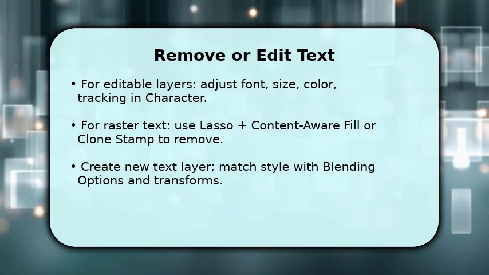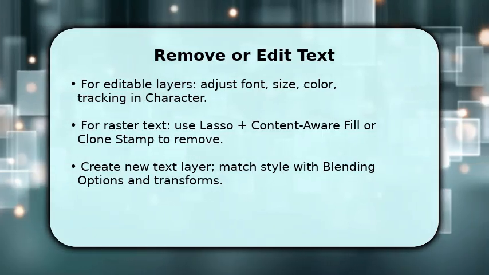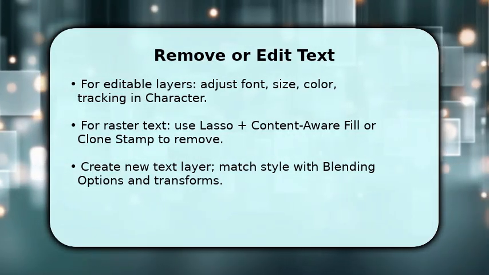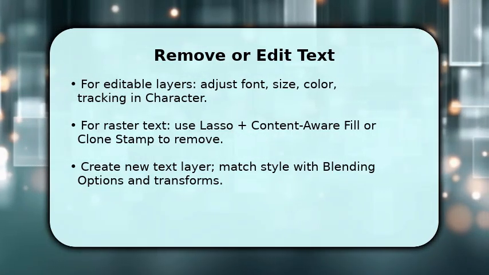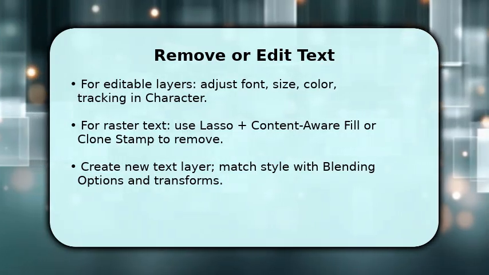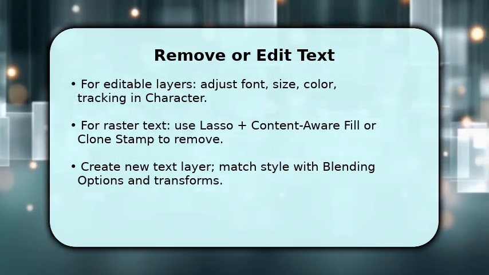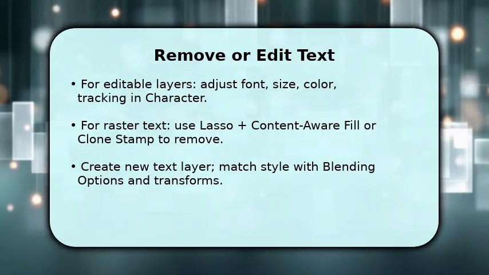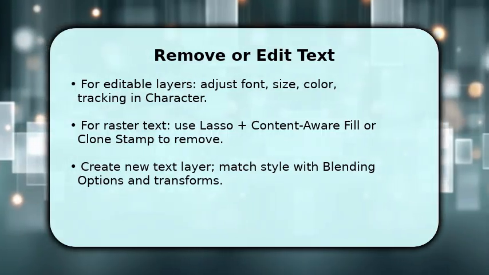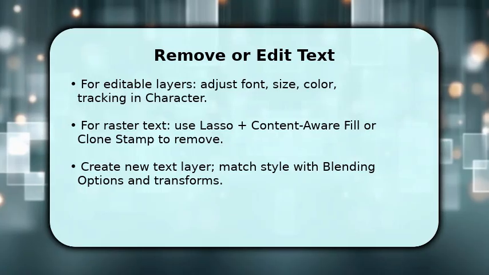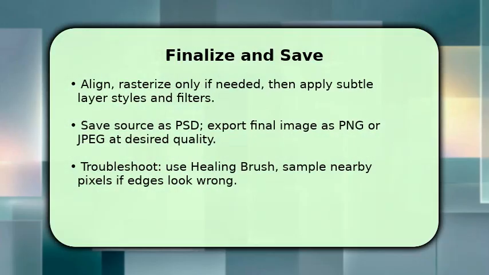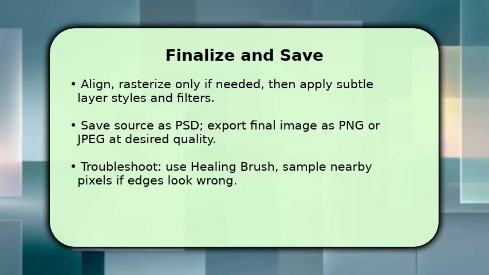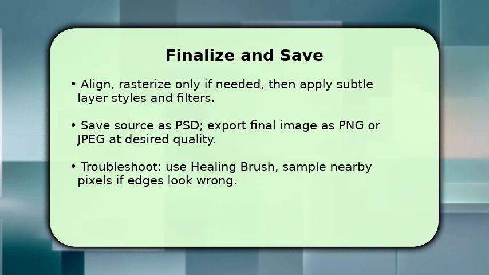If the text is rasterized, select around it with the Lasso tool and use Content-Aware Fill or the Clone stamp to reconstruct the background so the area looks natural. Once the area is clean, add a new type layer and type your replacement text. Make sure to apply layer styles and subtle warps to match perspective and lighting, so the new text reads like it belongs. Finish by aligning and fine-tuning the text with guides and smart objects so it scales cleanly.